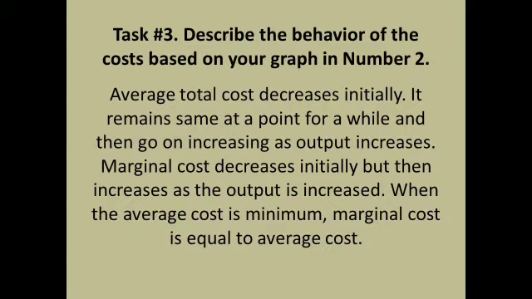Task number 3, describe the behavior of the cost based on your graph in number 2. So, the average total cost decreases initially. It remains the same at a point for a while and then goes on increasing as output increases. The marginal cost decreases initially but then increases as the output is increased. When the average cost is minimum, marginal cost is equal to the average cost.